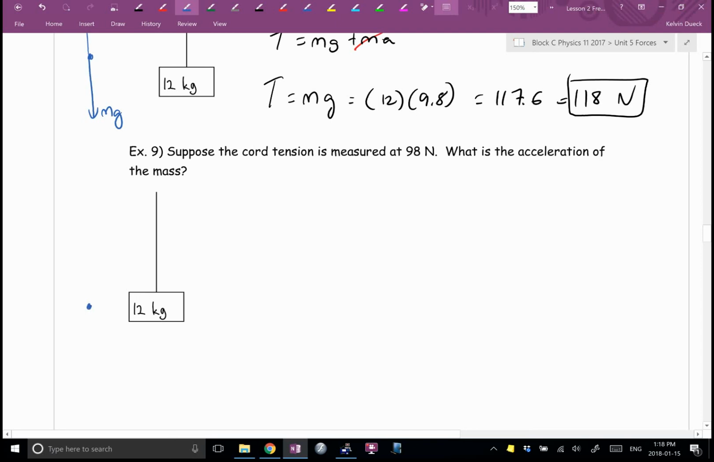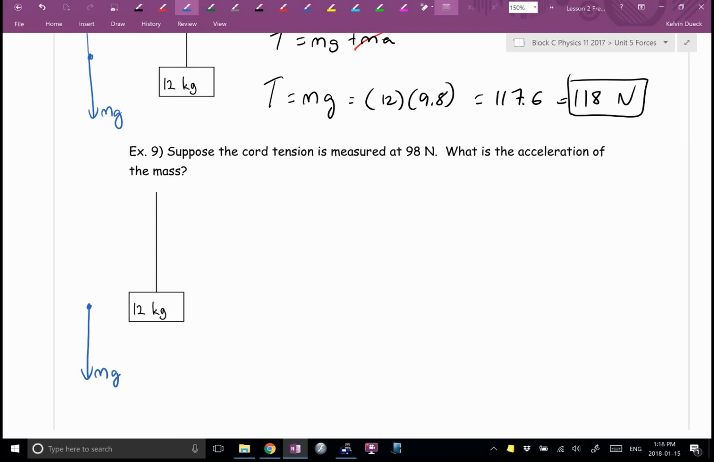What are the forces acting on this mass? Get the obvious one. What else? There must be, because it says, suppose the chord tension is. Which way? Up. Bigger, smaller, or the same size as mg? I don't know. How big is tension? They told me.